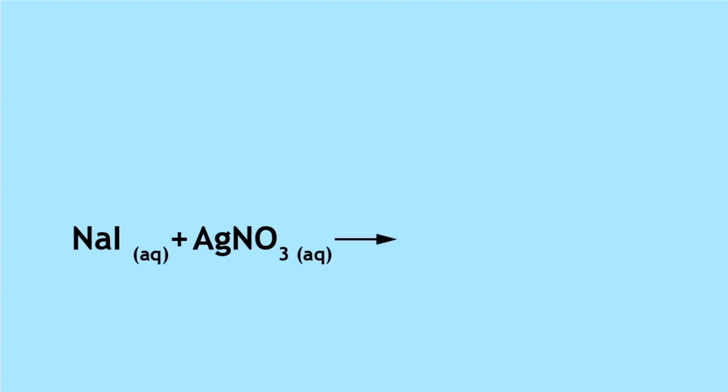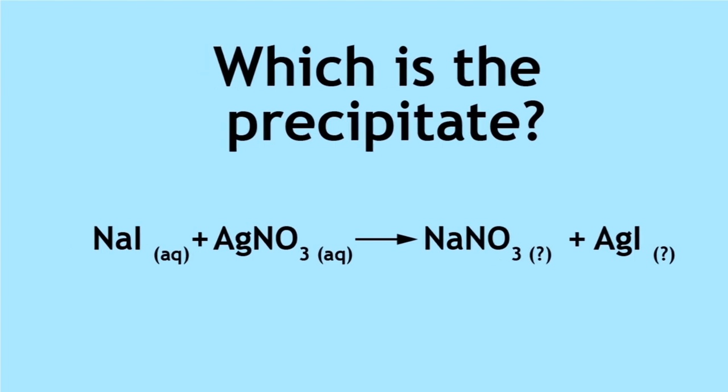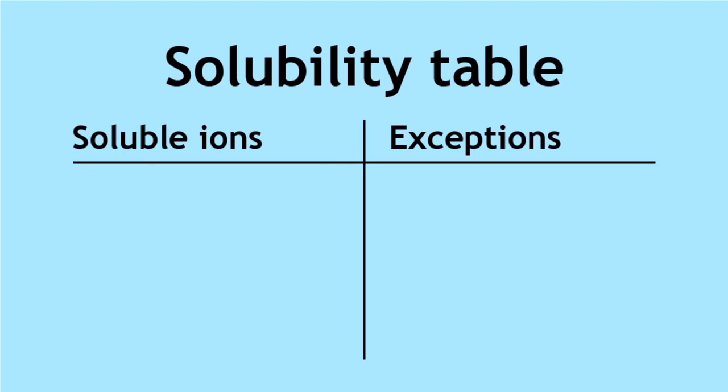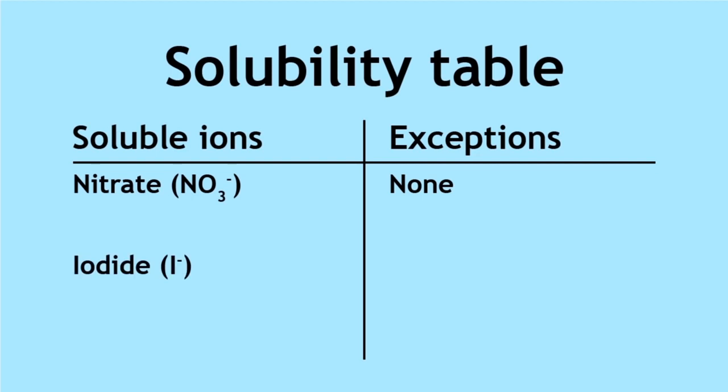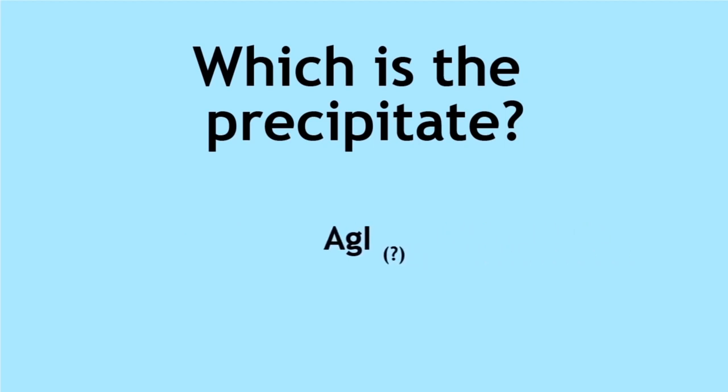Here is a big question. We know that sodium nitrate and silver iodide are formed, but how do we know which is the precipitate? To do so, we must refer to the solubility table as we have learned in a previous lesson. You may know the solubility rules off by heart. All nitrate salts are soluble in water. All iodide salts are soluble in water, except when combined with lead and silver. Therefore, silver iodide is insoluble in water and is that bright yellow precipitate formed in this reaction.